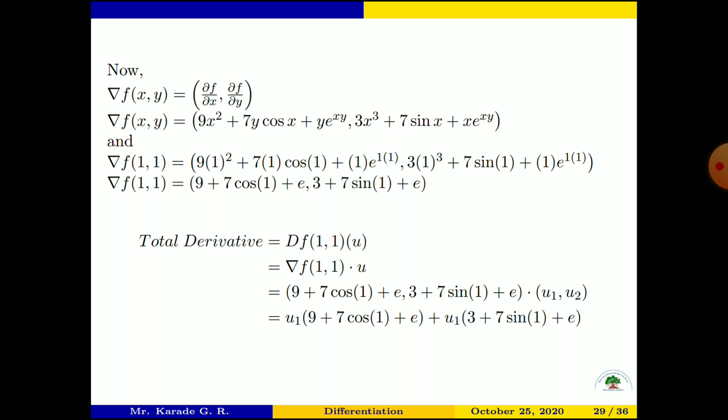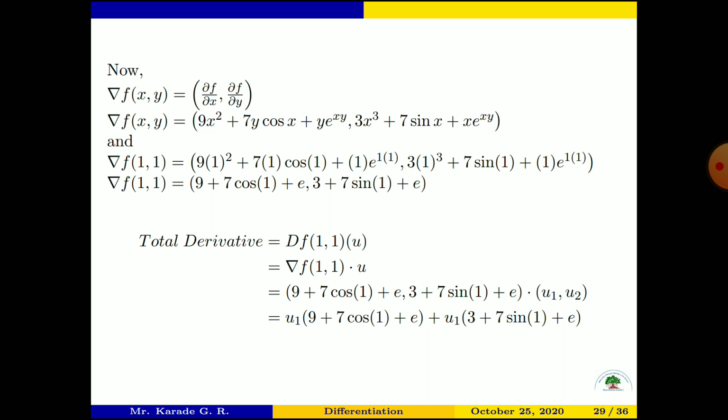And the gradient of f at point 1 comma 1 is equal to, in the above formula wherever there is x and y, put the values of x and y equal to 1. Okay, so after putting x and y equal to 1, we have the gradient of f at point 1 comma 1 is equal to 9 plus 7 into cos 1 plus e, comma the second component is 3 plus 7 into sin 1 plus e.